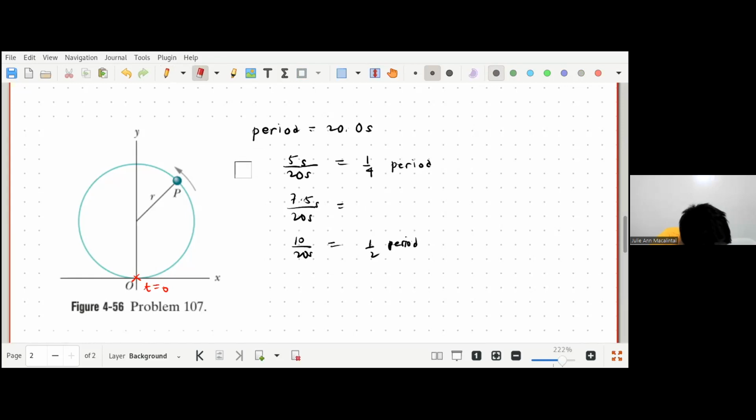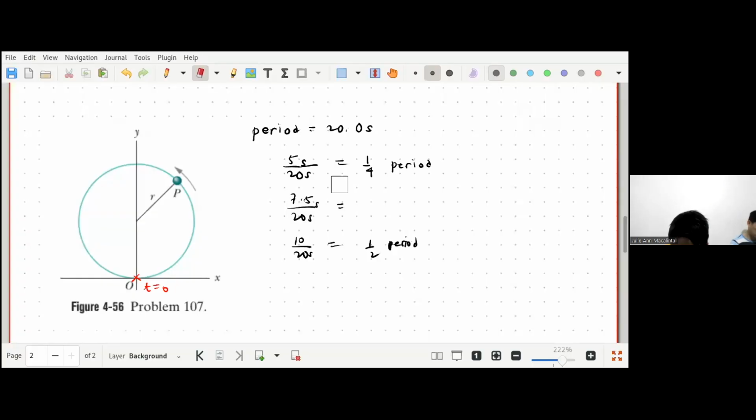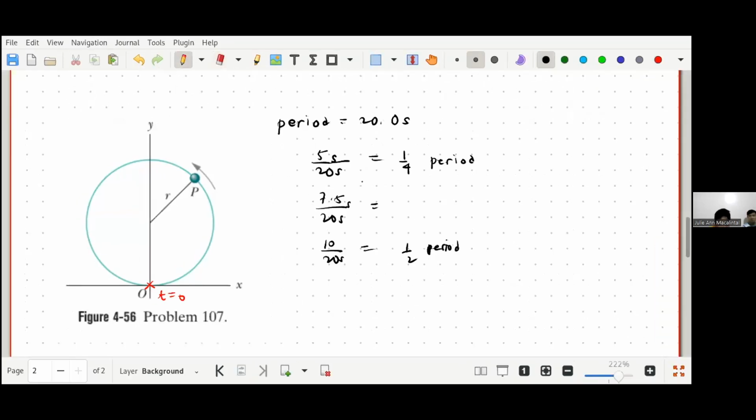So, between 1/2 and 1/4. 7.5 over 20 is, okay, so yung 7.5 over 20, that's going to be 3/8 of a period. So, yung 1/4 of a period, we can expect na 1/4 of the whole circle yung iikutan niya.